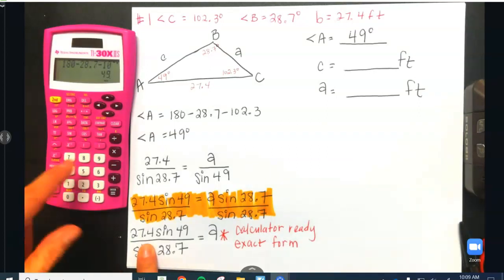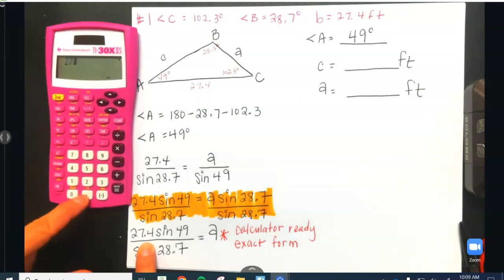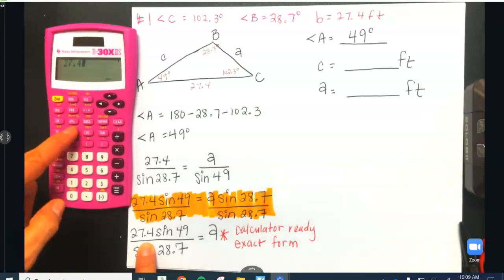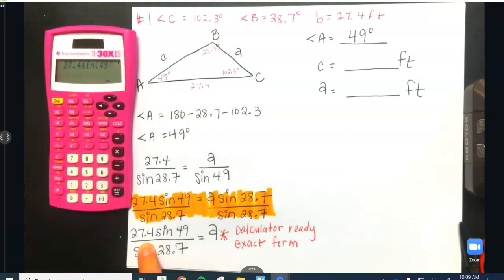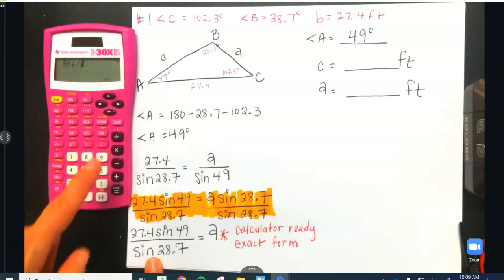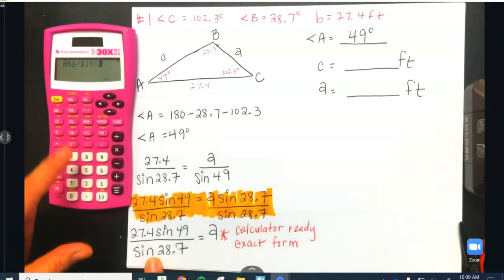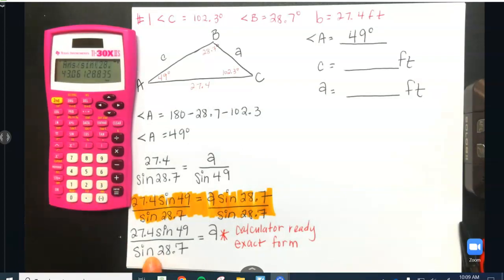All right, look, so on the calculator, let me hit clear. You're just going to type 27.4, then hit the sine button, then hit 49, then hit enter, then hit divide, and then type in the denominator. So let's hit divide after enter, and then sine of 28.7. And then there you go. That's the answer.